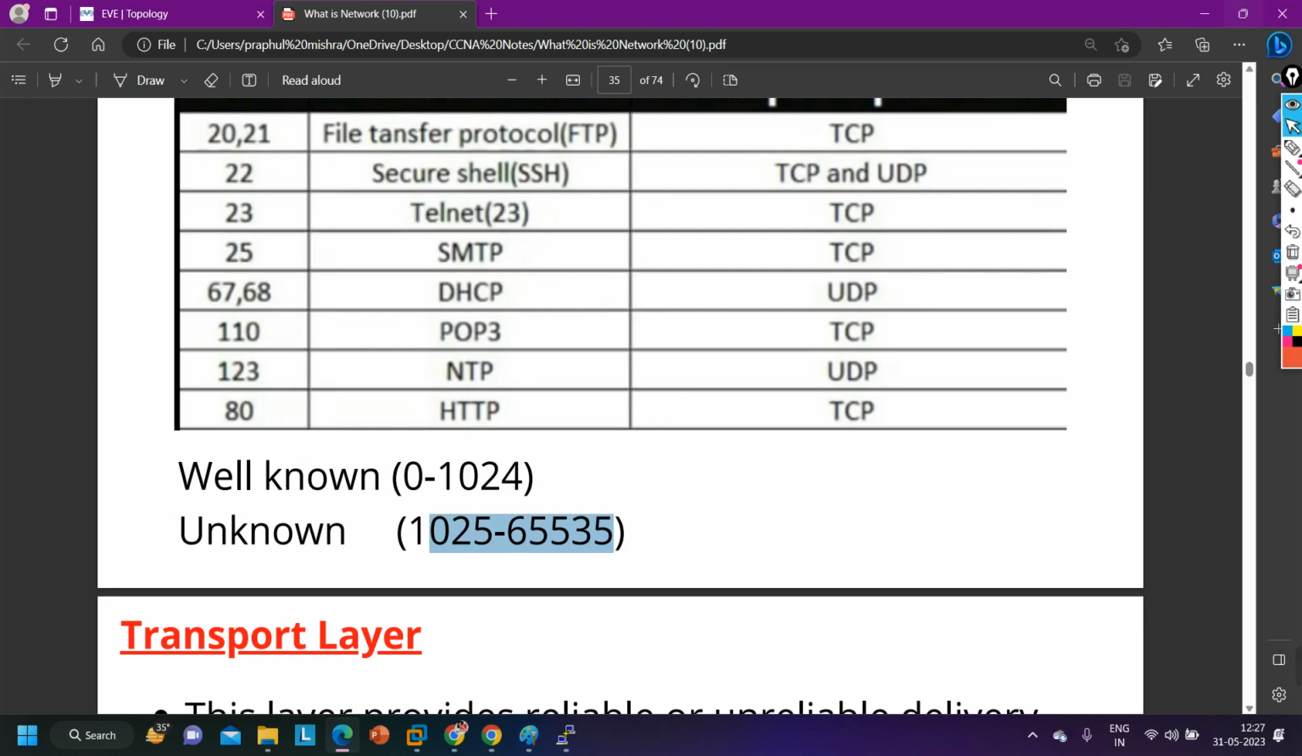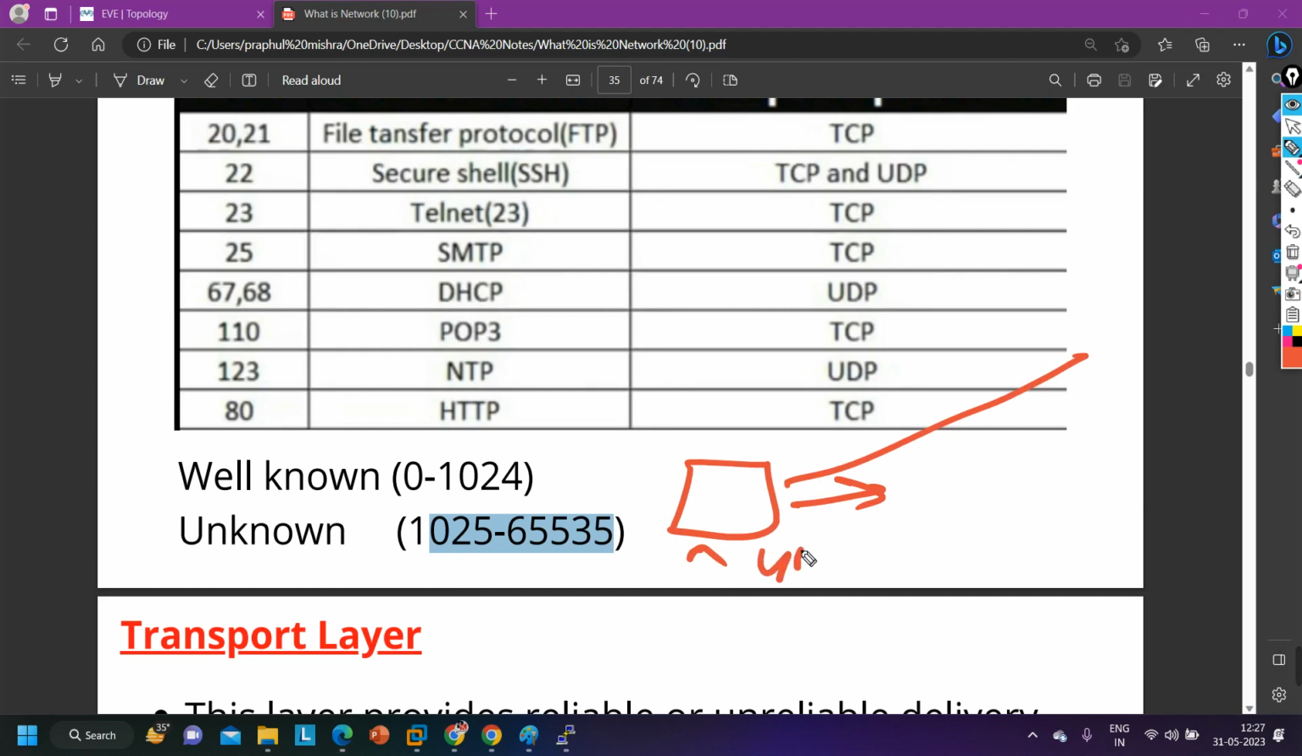Like if my computer is sending some data to a Google server. Let's say this is my computer, and my computer is sending some data to the Google server. So the destination port is well known. The destination port is fixed. That will always be 443. What will be the source port? The source port will be any random port number from this range, unknown.